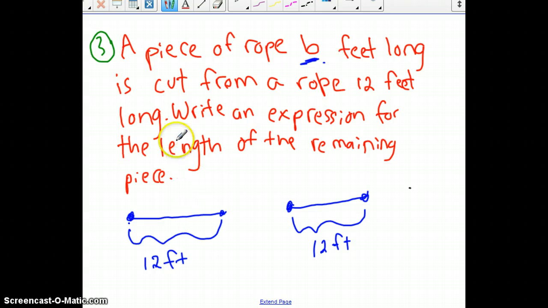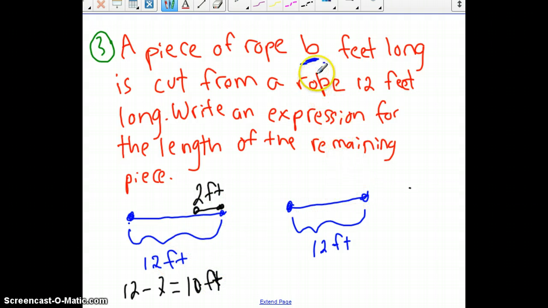But let's just say hypothetically that we knew that the piece cut off was, say, 2 feet. So let's say we took from here and we went to here and we cut off a part that was 2 feet long. Well, you want to know how much remains. Well, you take the original length of the rope and you just subtract the part that was cut off. So you would have 12 minus 2, which would give you 10 feet of rope remaining if you cut off 2 feet from 12 feet.